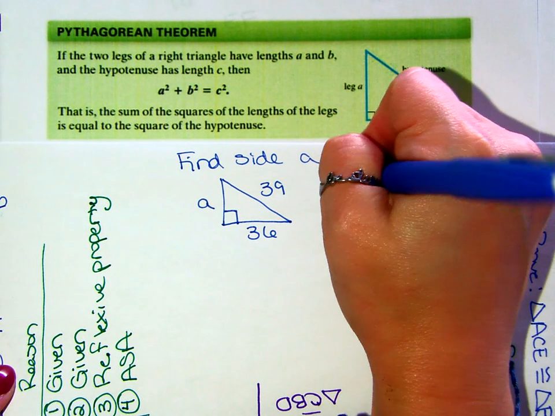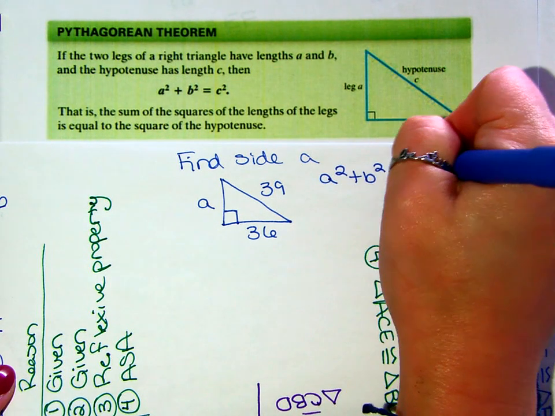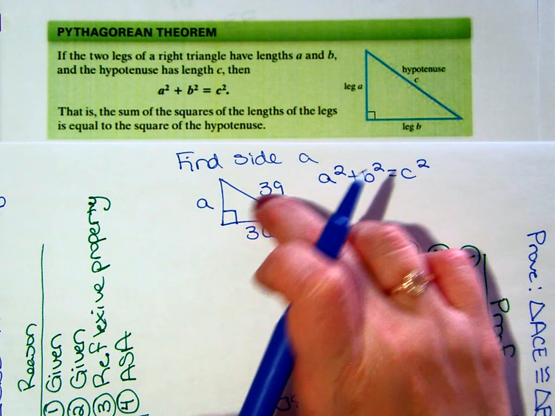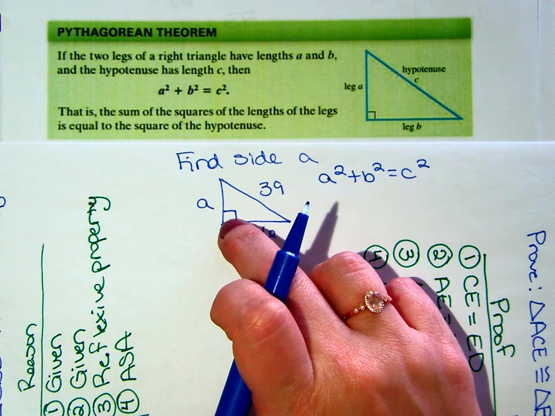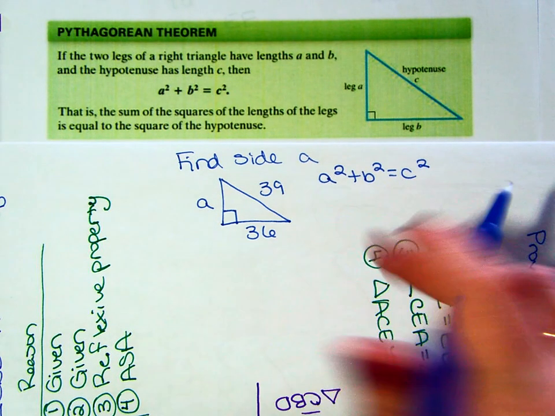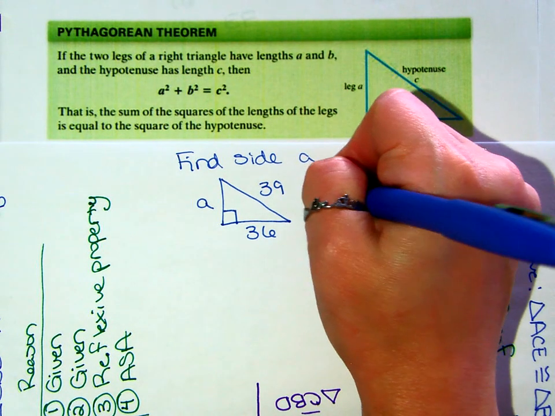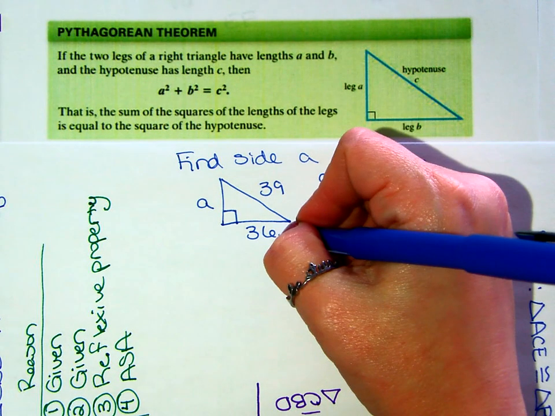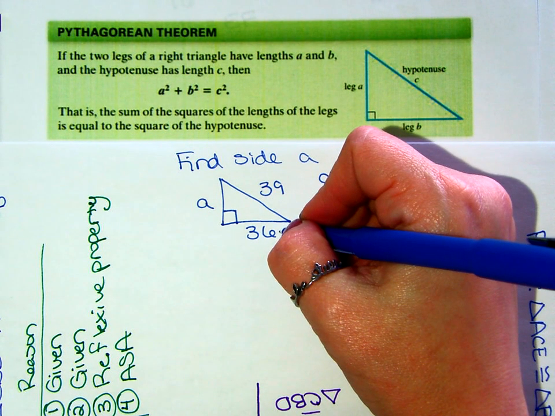The most important thing you have to remember is your C is always opposite the corner. It's opposite your 90 degrees. So I'm going to plug in these values. I don't know what A is. That's what I'm figuring out. My B is the side that's over here. So not the C. It says A squared plus 36 squared equals 39 squared.